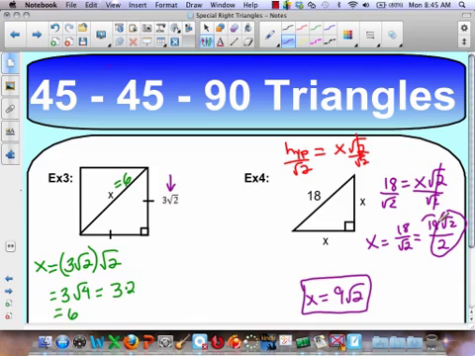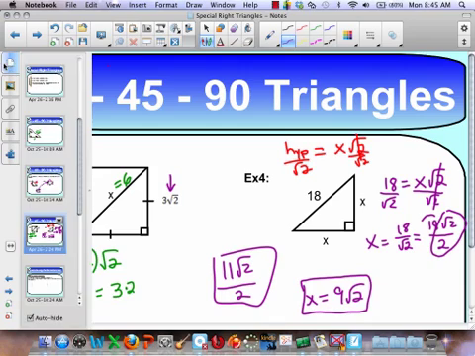Chris? Well, what's odd number doesn't have to be half. Ah, so what if it's an odd number? Well, let's say it was 11. 11 root 2 over 2. And that would be your final answer. That's a great question, Chris. Yeah, leave it just in fractional form. All right, so that's 45, 45, 90. Yay! All right, now we have one more to look at.